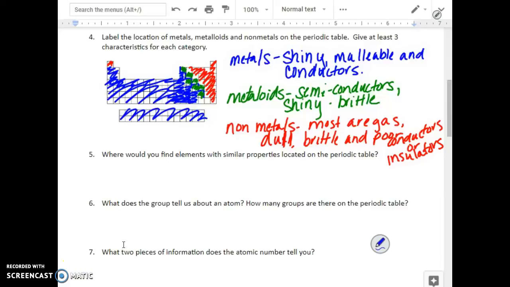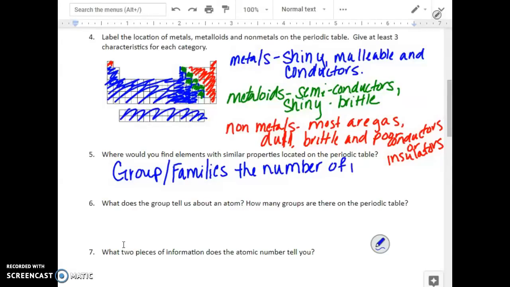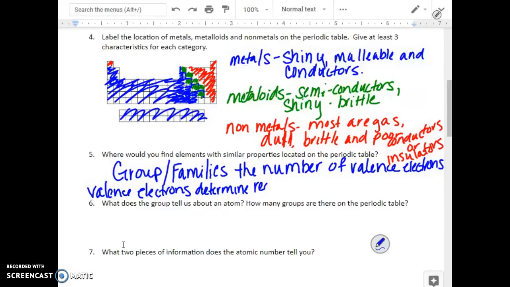Okay, number 5. Where would you find the elements with similar properties located on the periodic table? Well, we know that the groups or families give us the number of valence electrons. We also know that the valence electrons determine reactivity.